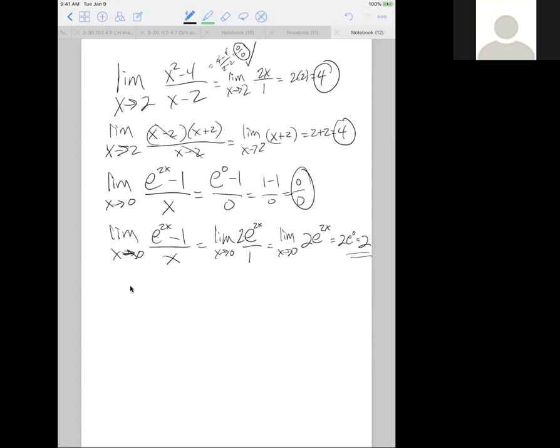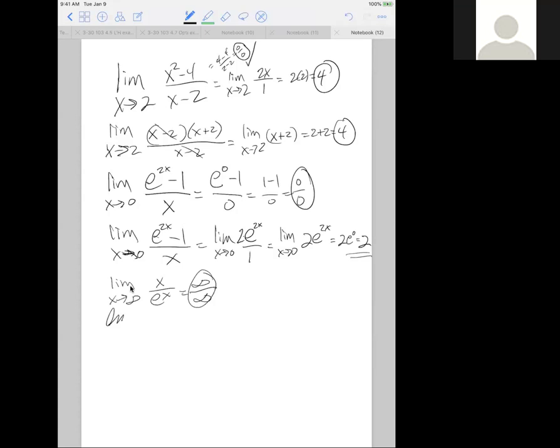So if we had the limit as x goes to infinity, let's do first x over e to the x. We haven't done one for infinity yet. Again, typically we don't substitute in infinity. Infinity is not a number. But as x goes to infinity, x is going to infinity, and e to the x is getting huge, it's going to infinity. So we've got infinity over infinity. That means you can use L'Hopital's rule.